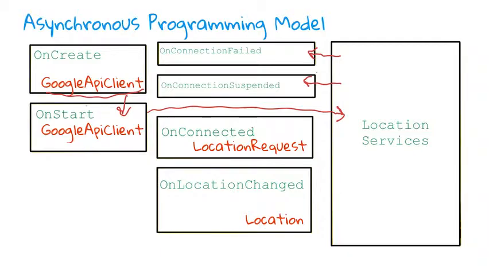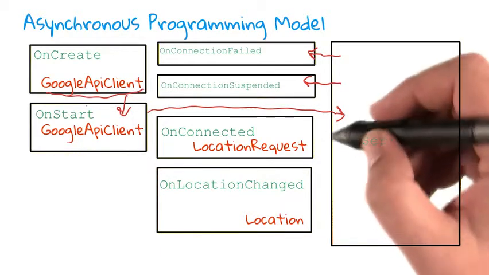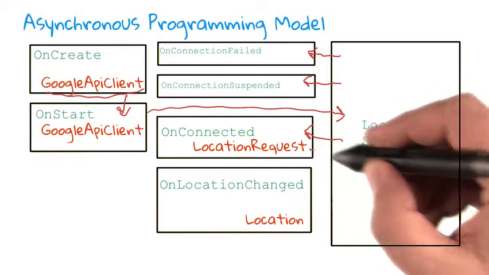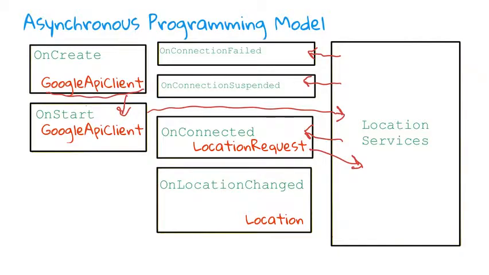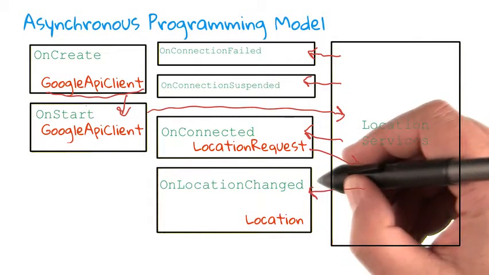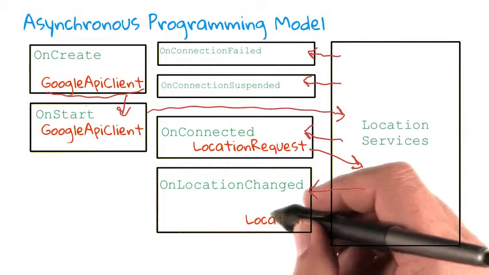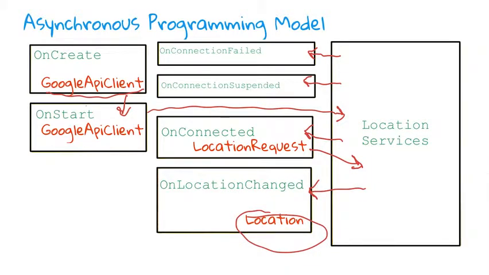When you succeed in making a connection, location services calls back to onConnected, telling you that you're now connected to the services. And in the case of something like location, you would then create a location request that you'd pass to location services to get your location details back, and it would call you back with onLocationChanged, letting you know that your location request details have changed and there's new location information available to you, and you'll get a location object, which you can then use to write to your screen.